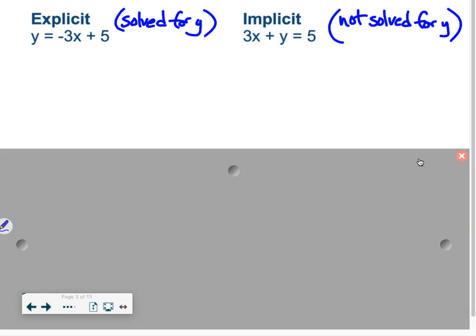Okay. So I want you all to do something for me. On your paper, I want you to write this equation right here. y equals negative 3x plus 5. Just write it on your paper. Below it, I want you to write the derivative.